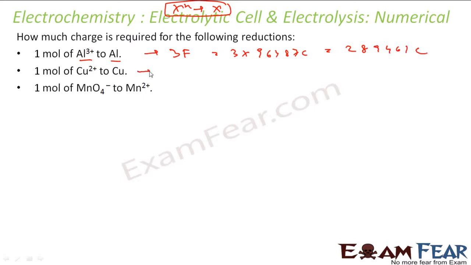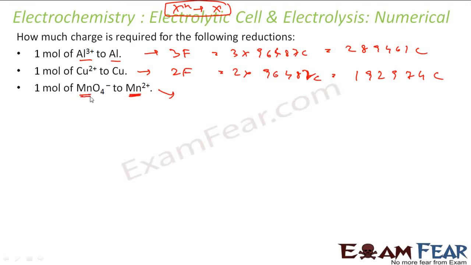Similarly for this, Cu2+ to Cu, 2F charge is required, 2 Faraday. You can just solve this, 2 into 96487 coulomb. Right? You can just solve this, it becomes 192974 coulomb.